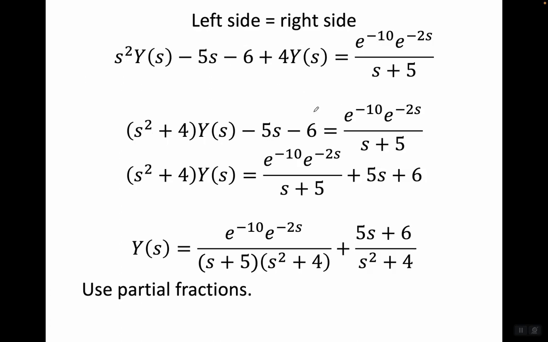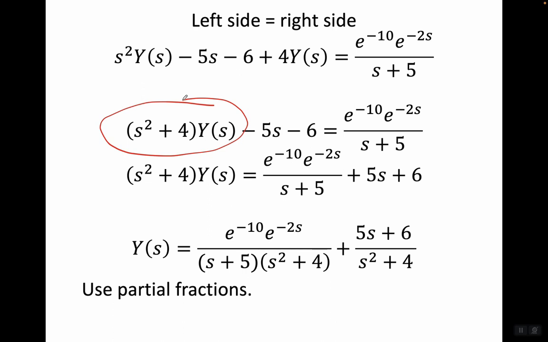Okay, putting the pieces together, the left side equals the right side. Boy, did that take forever. Ultimately, we want to get capital Y of s all by itself. So let's pull those factors together. We have s squared plus 4 times Y of s minus 5s minus 6 equals e to the negative 10, e to the negative 2s over s plus 5.